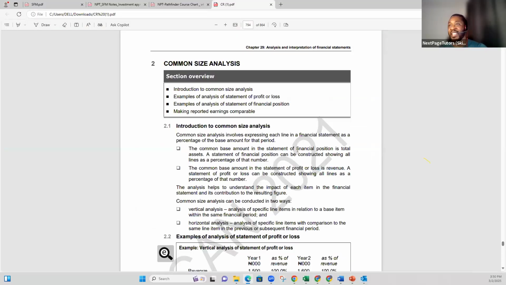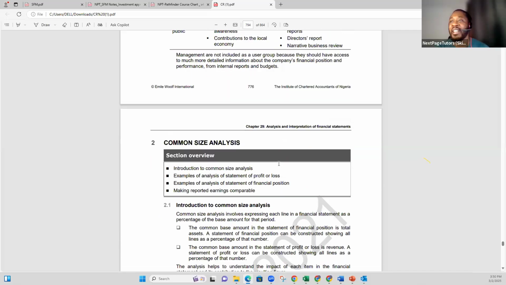The most important thing you need to know is that, following the regular financial statement, base item for financial position is total asset. Base item for statement of comprehensive income is revenue. And I hope that makes sense. Yeah, thank you. All right.